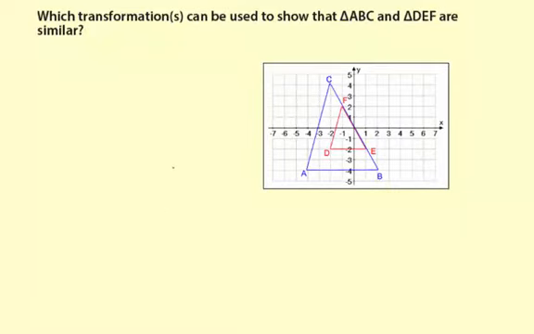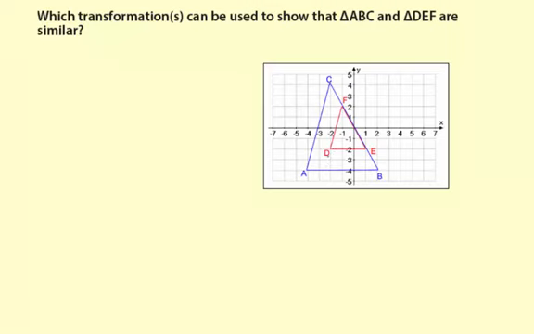Which transformations can be used to show that triangle ABC and triangle DEF are similar? Now, triangle ABC is larger than triangle DEF, which means there has to be a dilation as a similarity transformation here. And when determining the dilation, I try to make it as simple as possible. And I usually look for horizontal or vertical corresponding segments if I can find them.